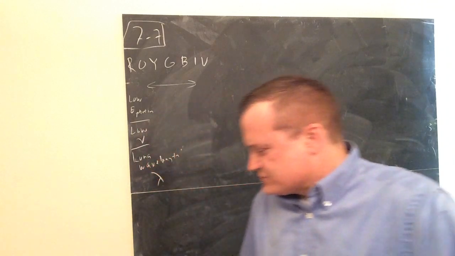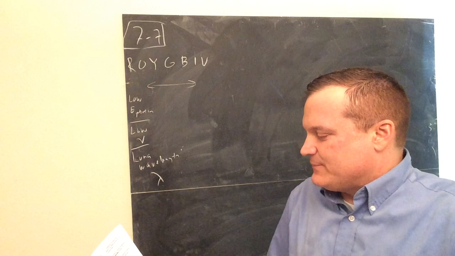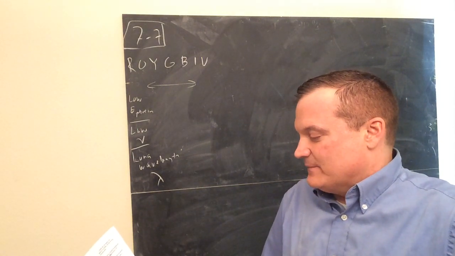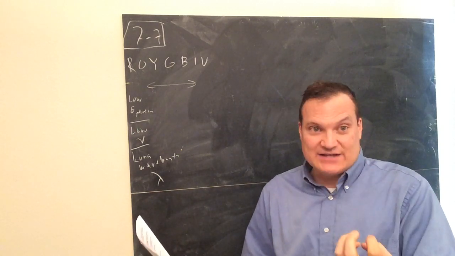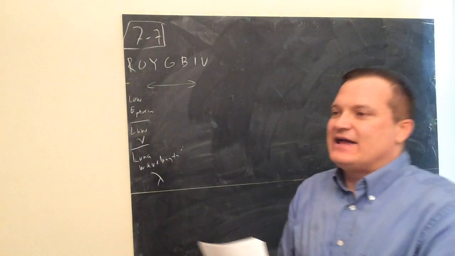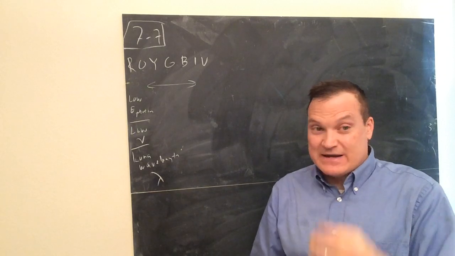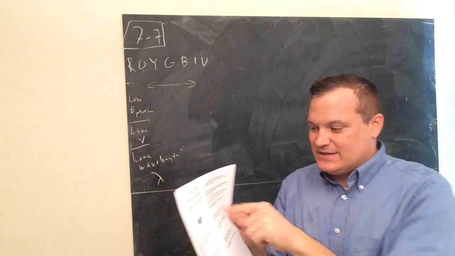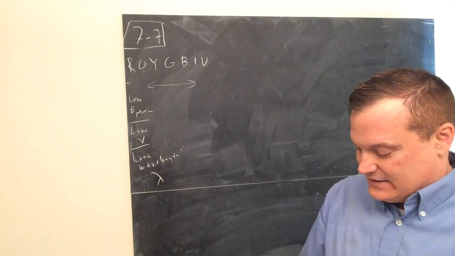In an experiment, electrons are ejected at 1 × 10⁷ meters per second from a metal plate when yellow light is shined on it. What will happen if the yellow light is dimmed? If it's dimmed, then less electrons. This is on the paper right here. If you dim the light, less electrons will be ejected. If you make a brighter light, more electrons, but they will all have the same speed. B, what will happen if red light is used instead?